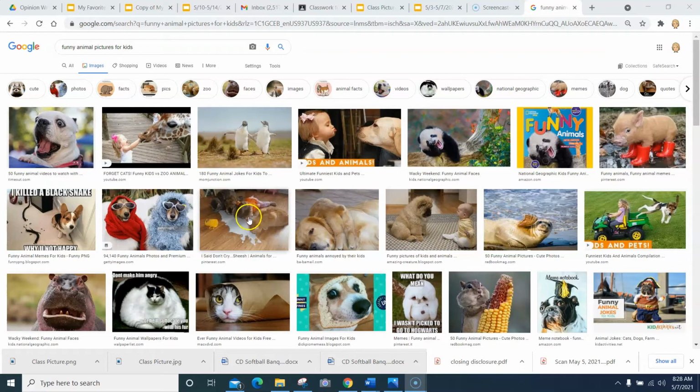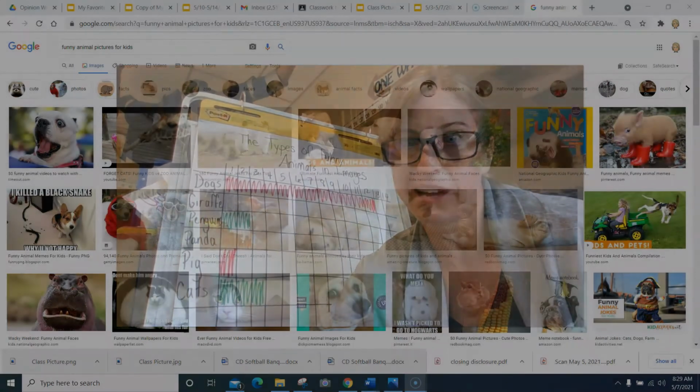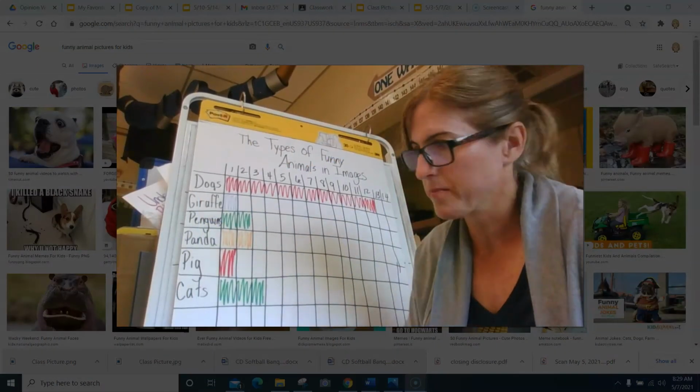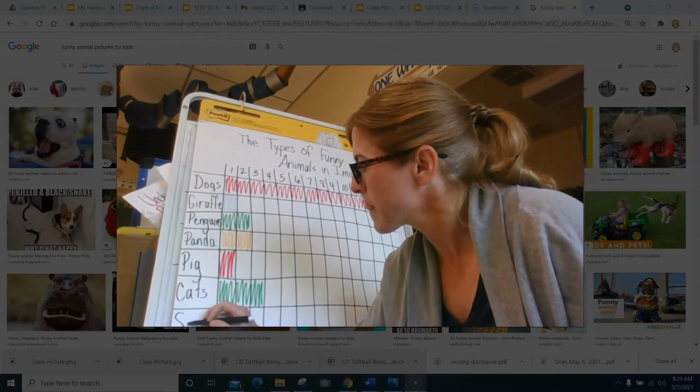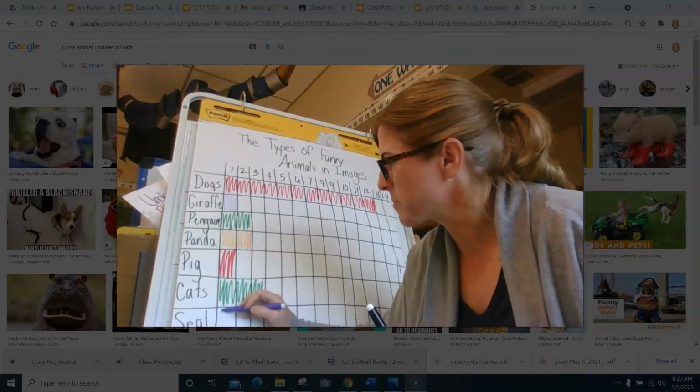Let's see. Next is a cat. One cat, two cats, three cats. There are three cats. After the cat, there is a seal. So I need to make a seal spot. And there's just one seal.